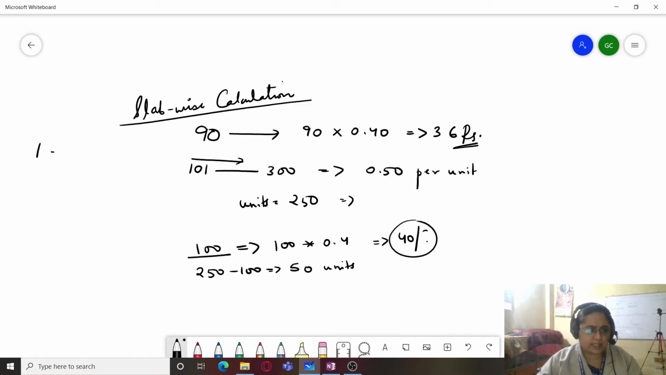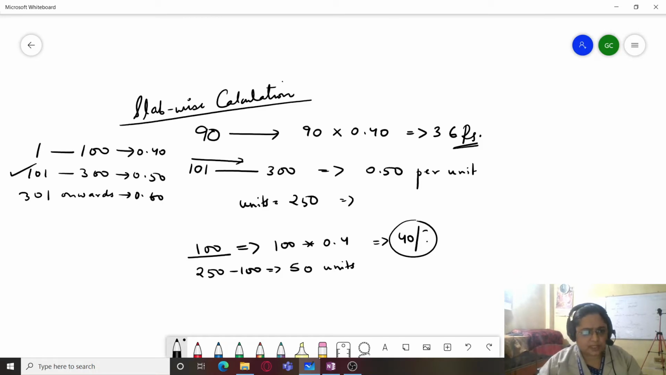The first range is, I'll write it once again. The second range is this, and the third range is 301 onwards. Now originally when you checked, 250 units fall within this range. So the first 100 units will be calculated using slab 1 to 100, that is 0.40. Now the remaining 50 units will be charged according to the second slab, that is 0.5.